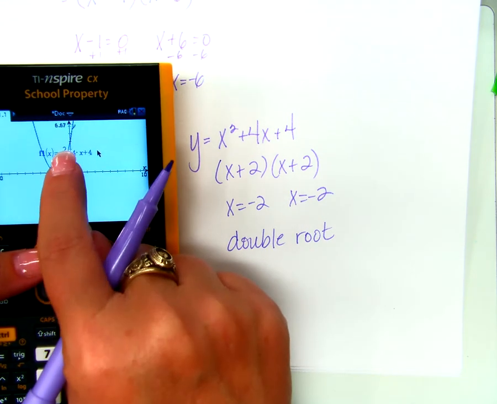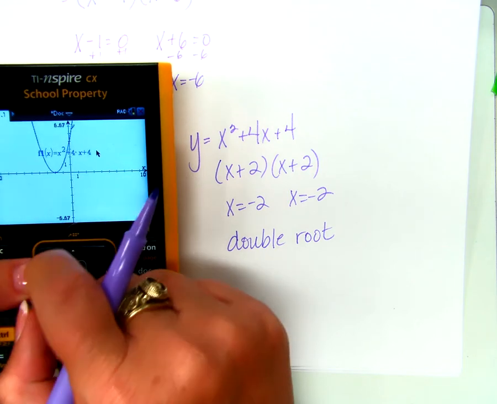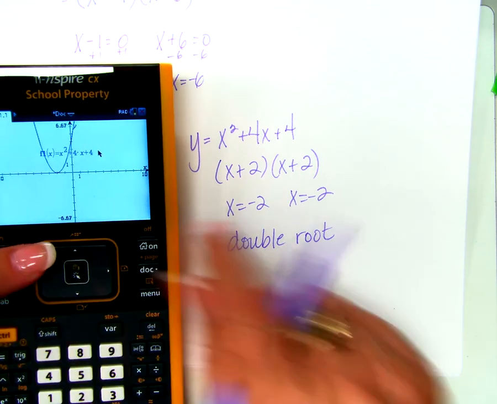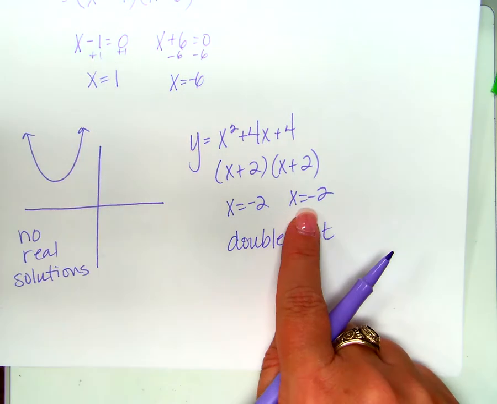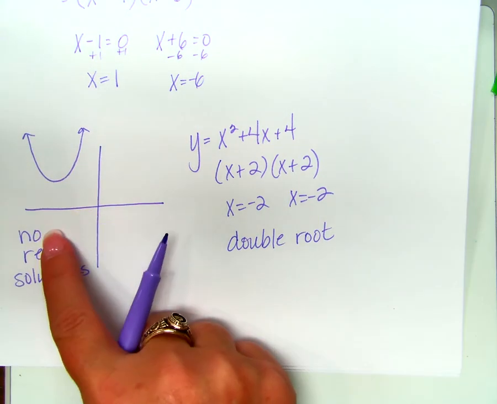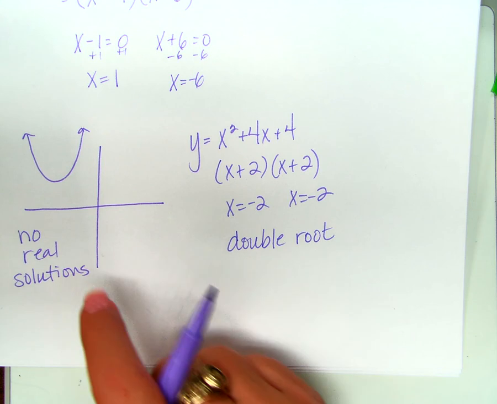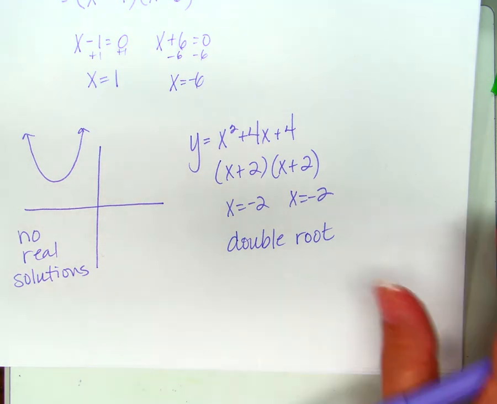Okay? It can cross the x-axis 2 times, 1 time, or no times. But regardless, I'm always going to have 2 solutions. In this case, I have a double root, just the same solution twice. In this case, I have no real solutions, but I do have 2 solutions. And like I told you earlier, we're just not there yet. That's a little bit of foreshadowing. Okay? You okay with that?